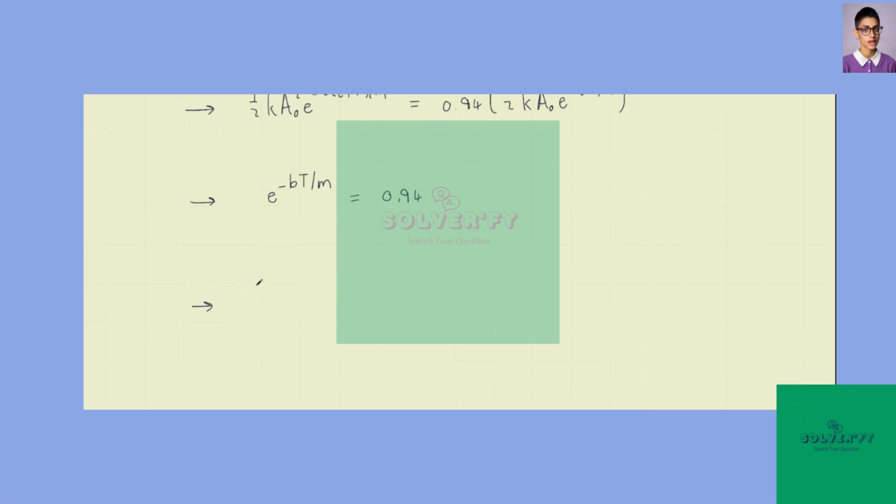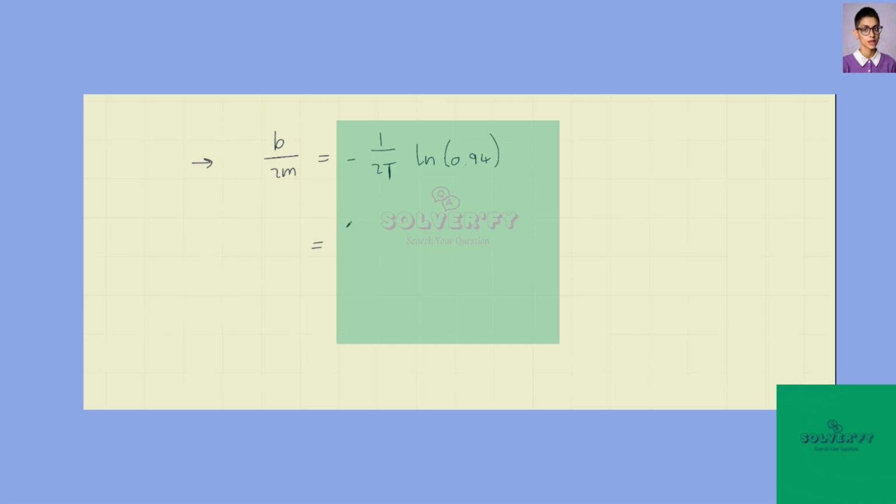And from here we get b over 2m is equal to minus 1 over 2T times the natural log of 0.94, which is simply minus the resonance frequency omega naught over 4 pi times the natural log of 0.94.